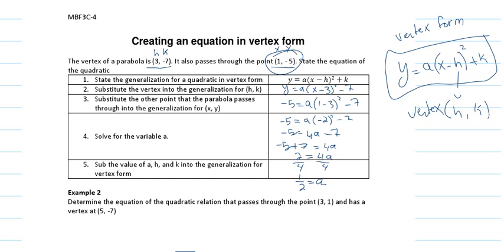And then once you do that, you just write your equation. So I replaced a with 1/2, and then x minus 3 squared minus 7, and that gives me the equation in vertex form.